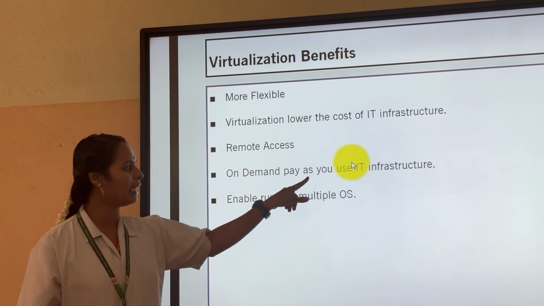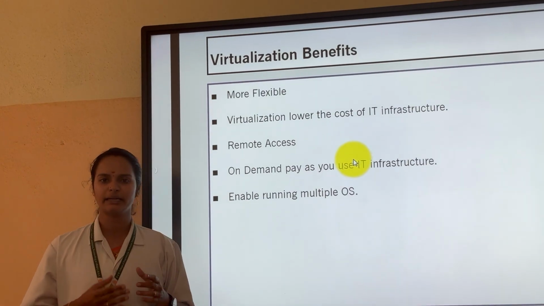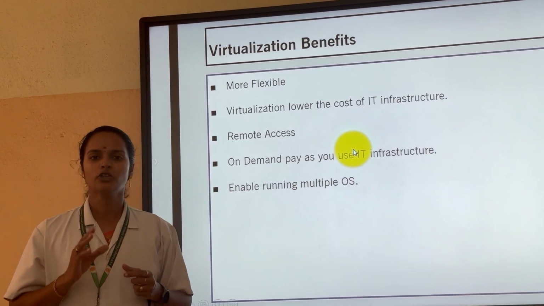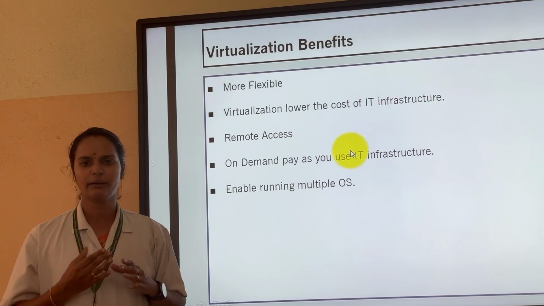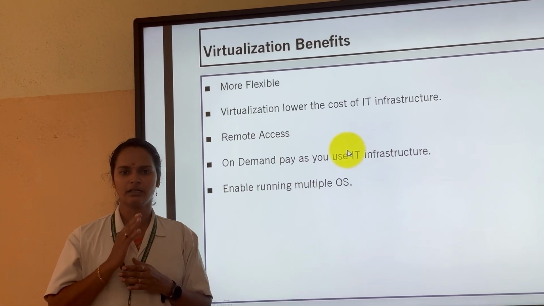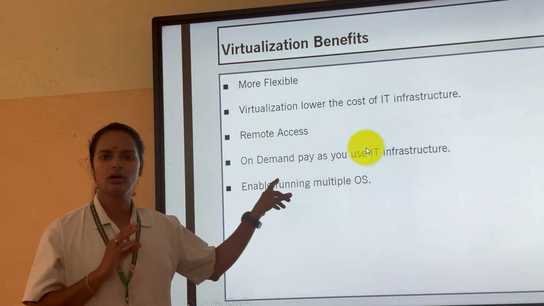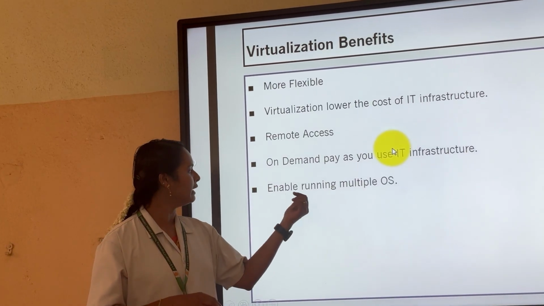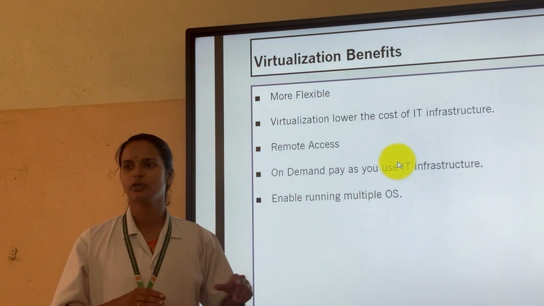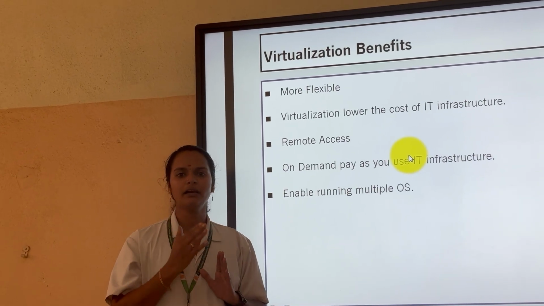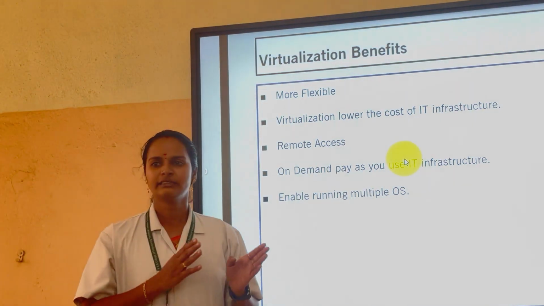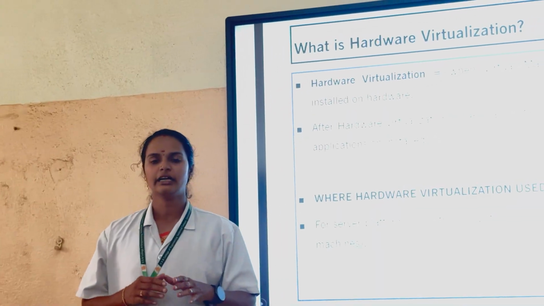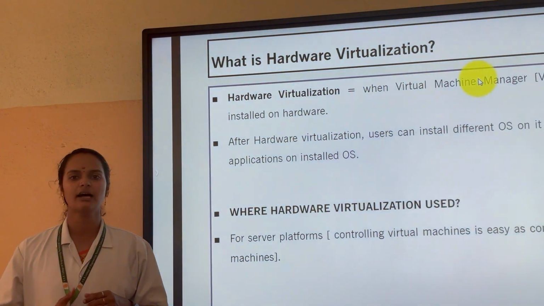Next is on-demand, pay as you go. On-demand is based on the customer's need. They request resources from the cloud provider, and based on their usage they are asked for an amount and pay until their license expires. Until then they can access the resources provided by the cloud provider. Next, it enables running multiple operating systems. With the hypervisor, multiple OSes can be executed in parallel, sharing from the base host operating system.